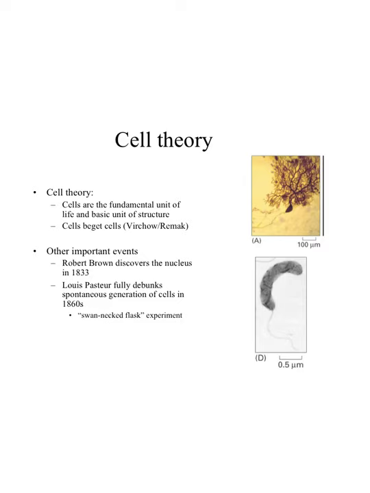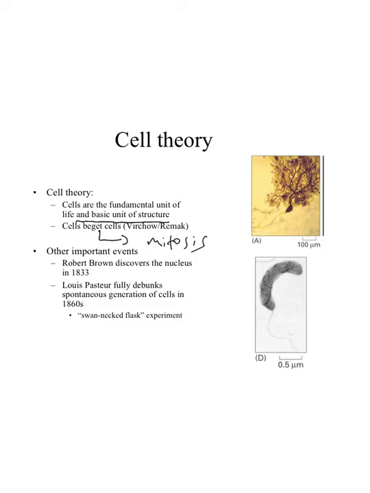So if we're going to state the tenets of cell theory, there are two of them. First, cells are the fundamental unit of life, and usually we throw in this and basic unit of structure. So the concept here is cells make up living material, and they're the basic unit of structure and function. And then the other tenet is the idea that cells beget cells. And that one comes from a couple of Germans, Virchow and Remak. And this is what I was alluding to before with the M phase of the cell cycle. So mitosis is how this works.